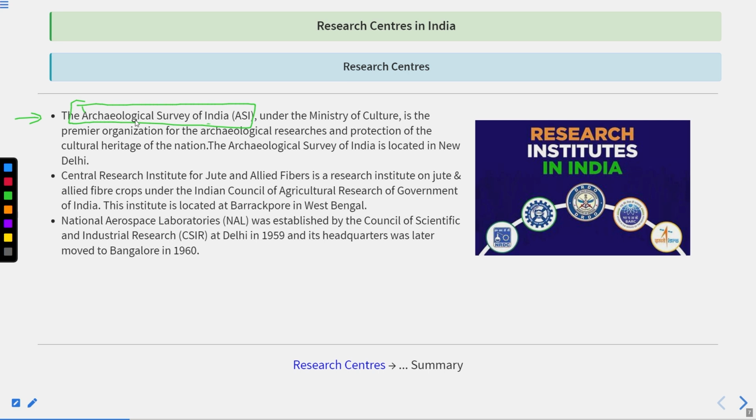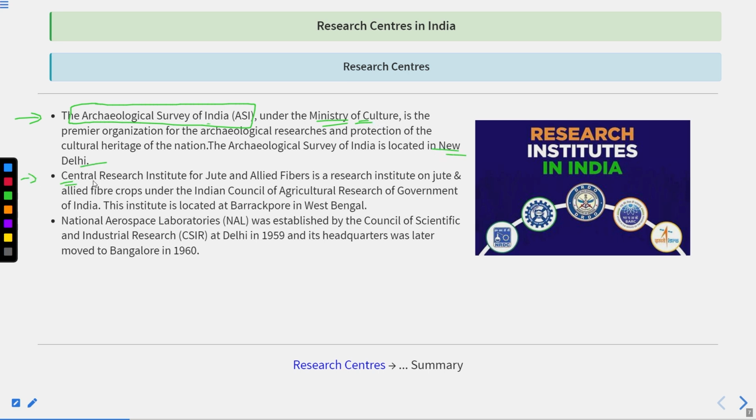What was ASB? ASB stands for the Asiatic Society of Bengal. That got established by William Jones in 1784. And later in 1905, that got further modified into the new organization, the Archaeological Survey of India. This comes under the Ministry of Culture. It is the premier organization for archaeological research and protection of the cultural heritage of the nation. The Archaeological Survey of India is located in New Delhi.